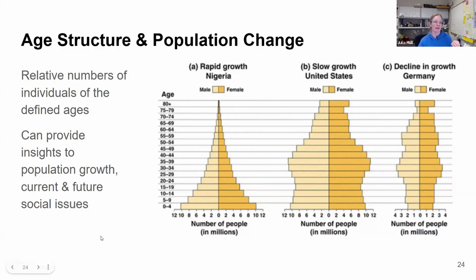Okay, and we can use these then to predict future social issues. So in Germany, as these people who are in their young adulthood and middle age start to become older, they're going to be retiring, and there's going to be a smaller workforce. So how are we going to deal with that challenge? How do we deal with the challenge of a significantly larger Nigerian population when maybe we don't have the resources to feed and house and clothe all those people?